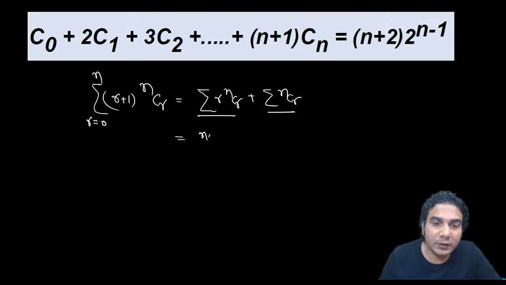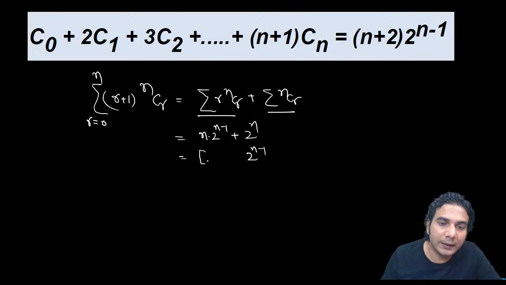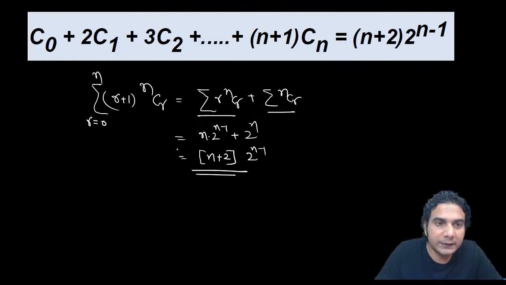So this is n times 2 raised to n minus 1 plus 2 raised to n. So 2 raised to n minus 1 you can take common and it will be n plus 2. This is your answer. Got it, guys?